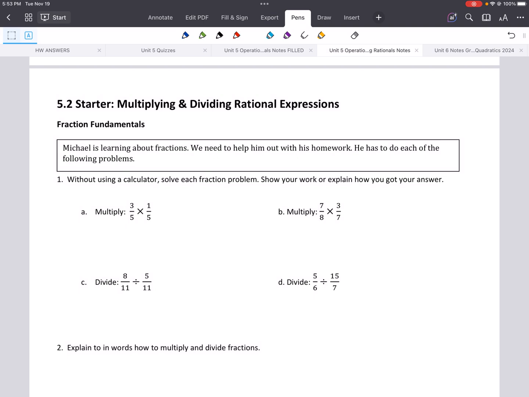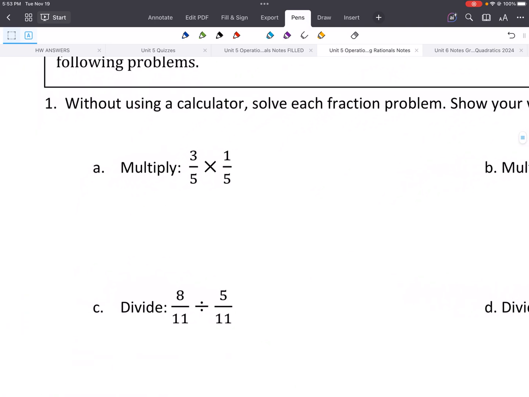Okay, so since we're going to be multiplying and dividing, and rational expressions are like fractions of polynomials, let's have a quick review of how we multiply and divide fractions. Okay, so multiplying fractions, we just multiply straight across. So here we would end up getting 3 on top and 25 on bottom.